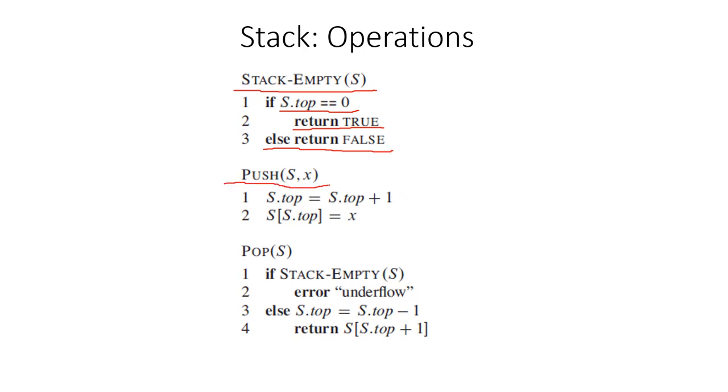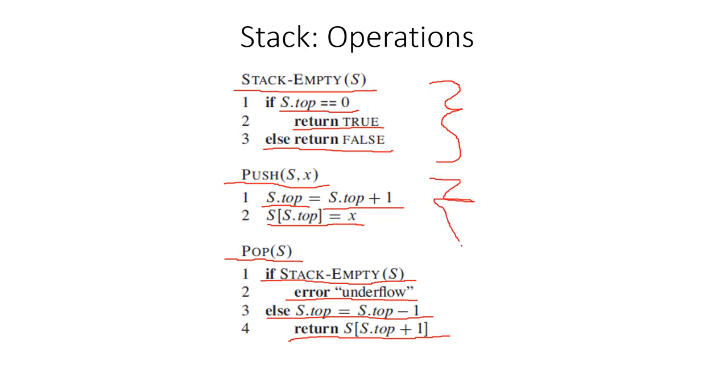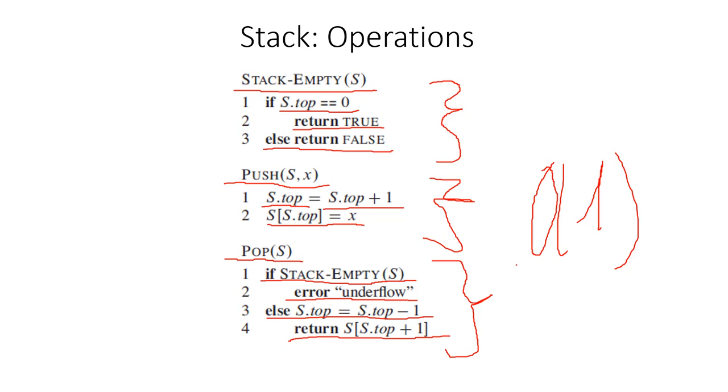Then we have push. As I said, with push we just put elements on the top of the stack. So we set s.top to s.top plus one, so we add one more element, and then we say that s[s.top] is equal to x, the element. Then pop. In pop, first of all, before we remove an element, we need to check whether our stack consists of some elements or not. So we check if the stack is empty. If the stack is empty, it means we don't have any elements, and it shows an underflow error. In all other cases, we remove the element from the top of our stack by subtracting one, and then return the top element. All these operations take constant time complexity, because regardless of the size of the stack, it always takes the same amount of time.